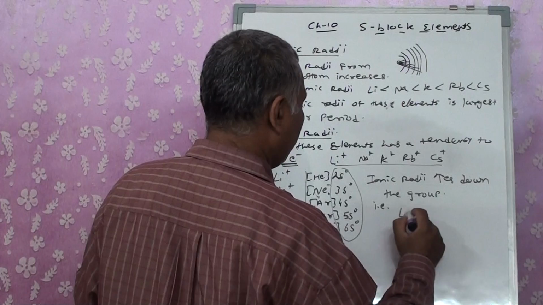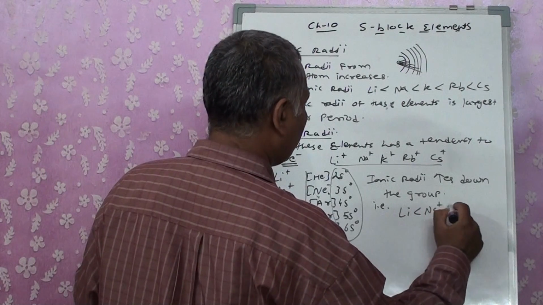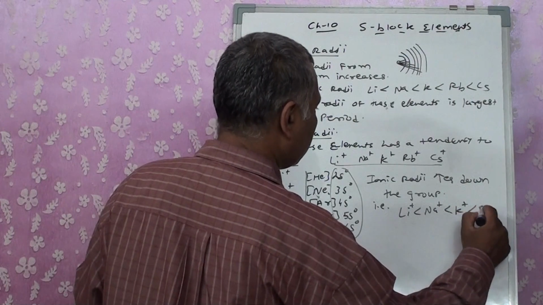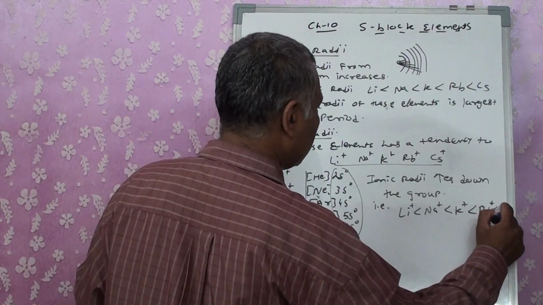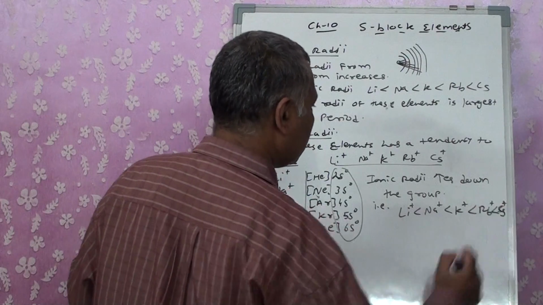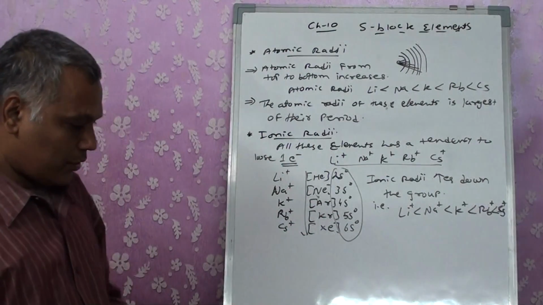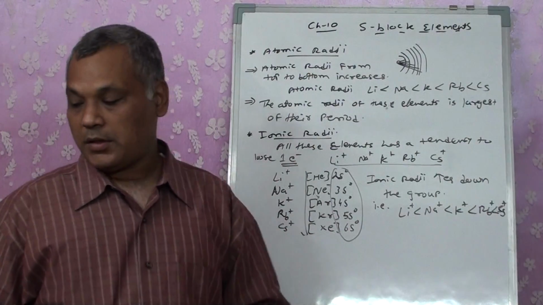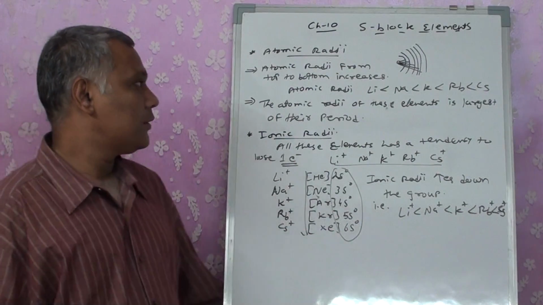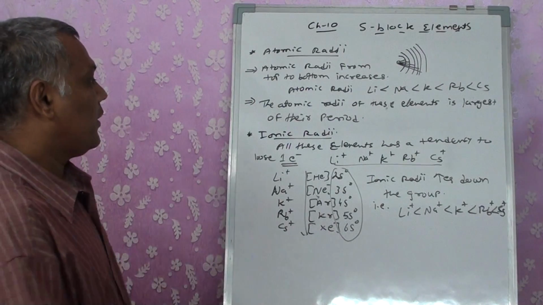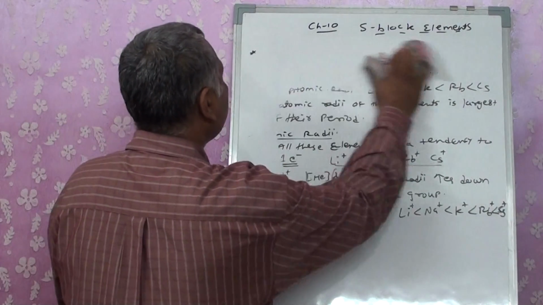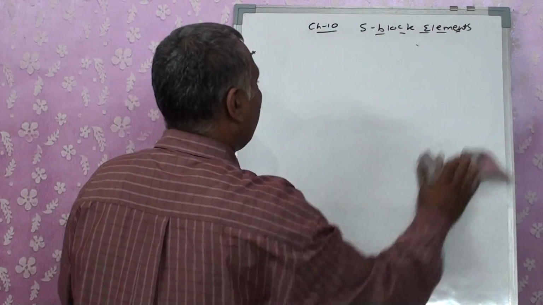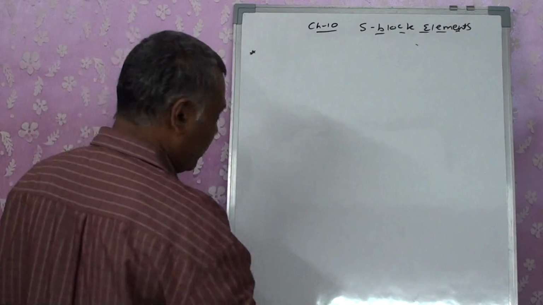That is, we are going to get Li plus smaller than Na plus, K plus, Rb plus, Cs plus. So in the form of top to bottom, it will increase. Right? Okay. Next we will be having ionization energy.